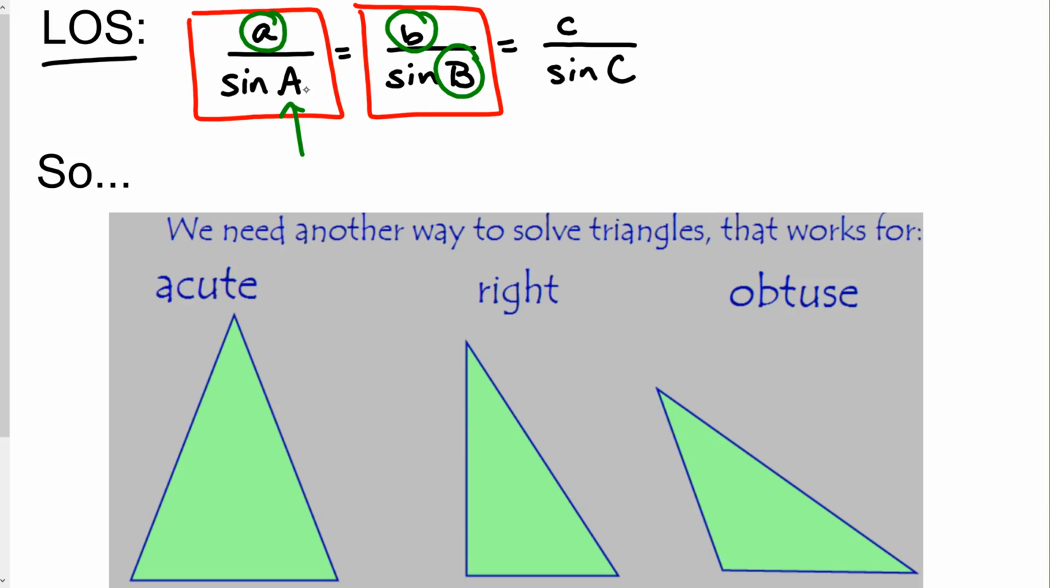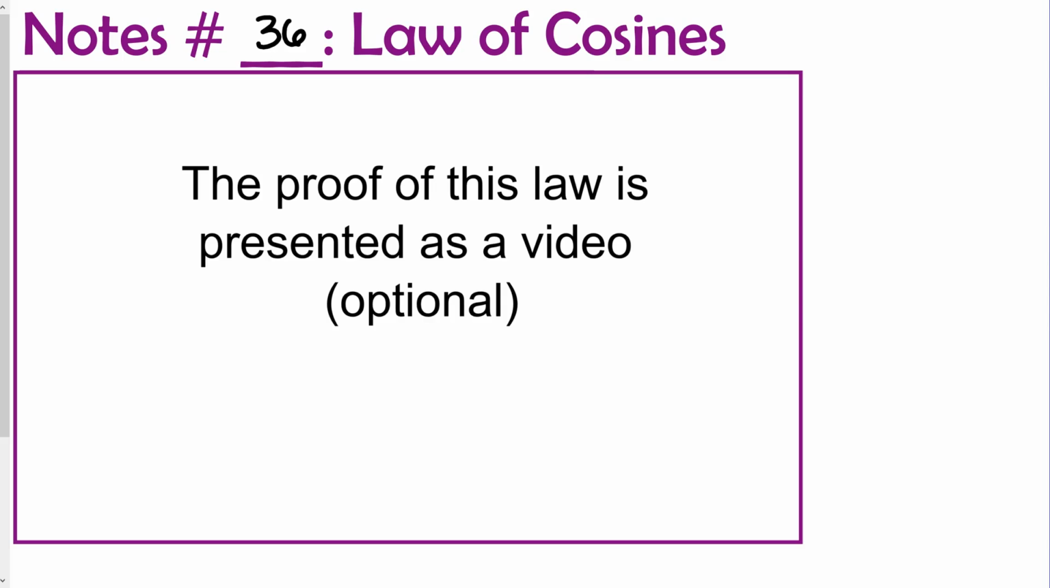So what do we do if we have a different combination of information? Is there another way to solve triangles that uses maybe all three sides, for example? And there is. It's called the Law of Cosines. So in today's notes, we're going to write down the Law of Cosines and practice using it.